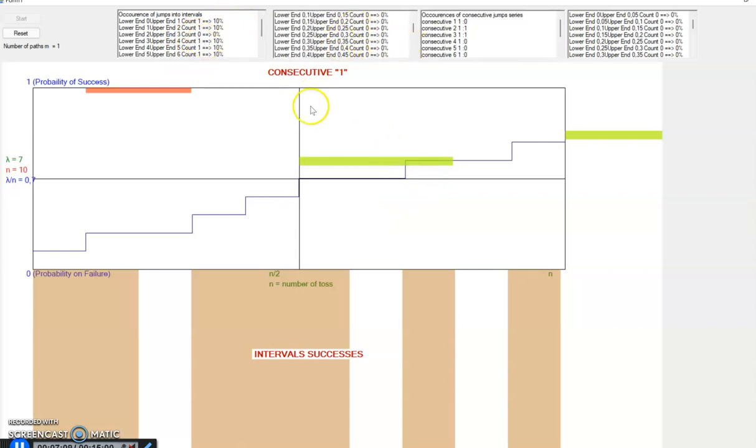As we can see here, there is the distribution of successes at half n point and at n point. These are all the successes into intervals. As we can see, when there is a horizontal line, there is no success, and here there is the distribution of successes of 1 jump in series. In fact, here we have two consecutive 1s. There is one occurrence of 2 consecutive 1s, and 1 of 3 consecutive jumps.